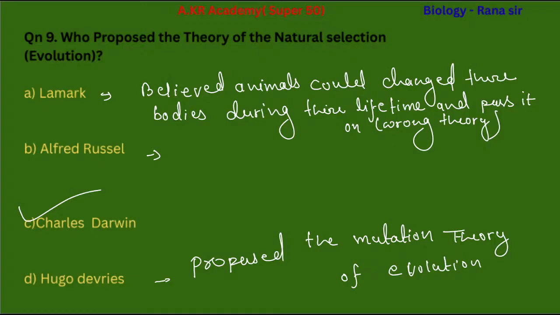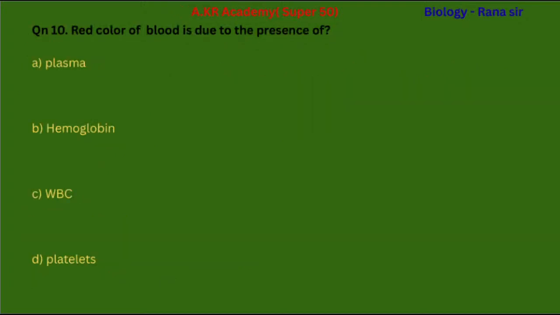Finally, question number 10. Why is our blood red? The red color of blood is due to the presence of: plasma, hemoglobin, WBC, or platelets. Tell me. Yes, it is B, hemoglobin.